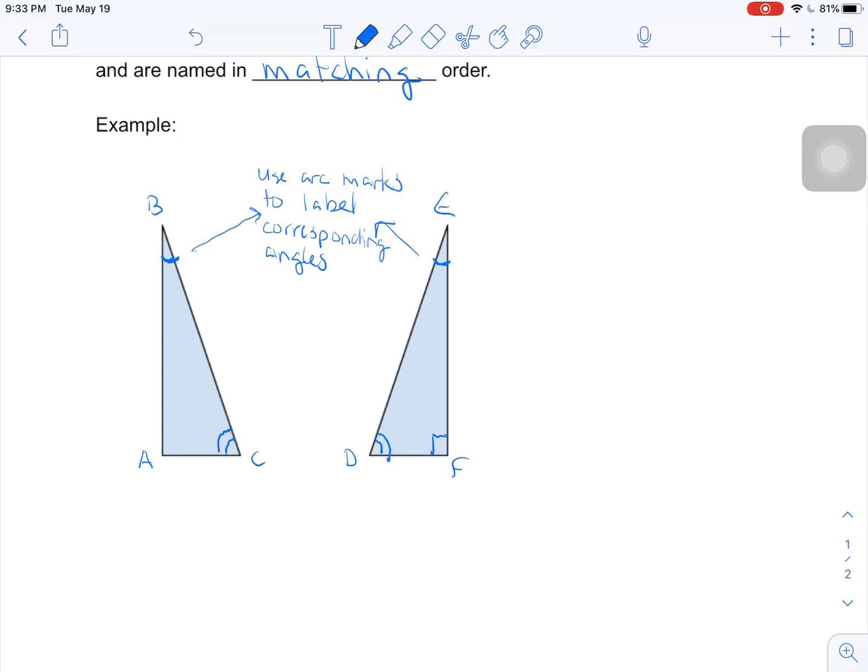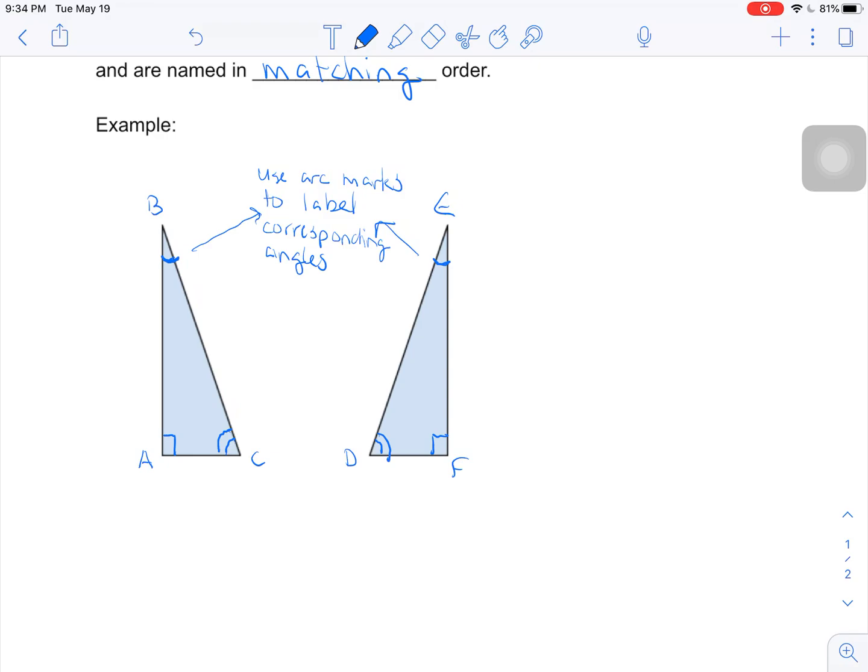So if I put a right angle mark here and a right angle mark here, right angle matches right angle. So the right angle symbol, when you're working with congruent figures, functions the same as an arc mark. They're matching marks that uniquely identify those angles. Now, the sides. I can't put arc marks on the sides very well. So what we do instead for the sides is we use what are called tick marks.